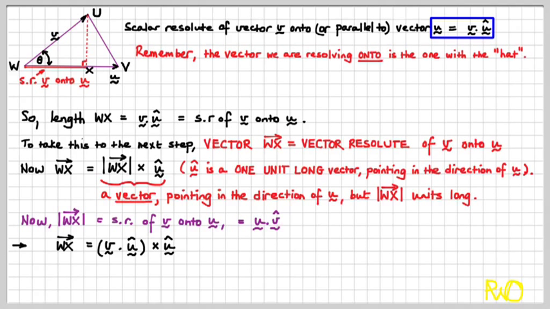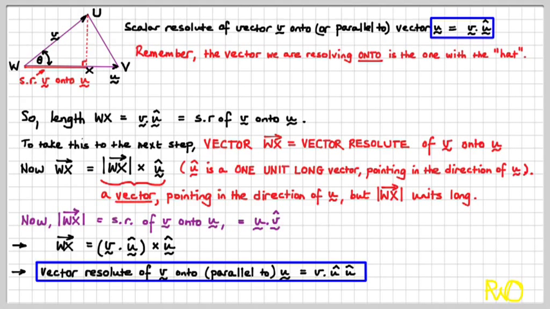Yes, oh my hat, you're saying, don't worry. You'll get used to it. It's very, very logical. Very logical and very simple once you grasp it properly. So the vector resolute of v onto or parallel to u is, yes, there it goes, it's v dot u hat, which is the scalar resolute, times u hat, and that now turns it into a vector. That's it, right? That is our formula.